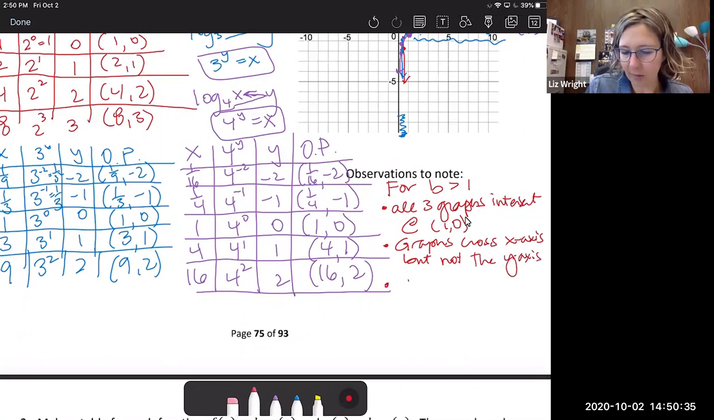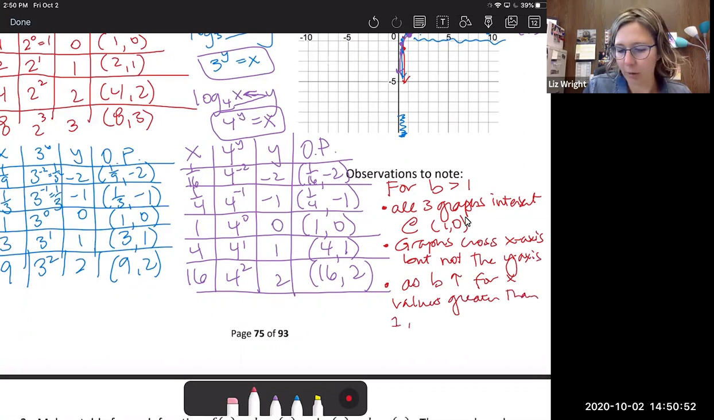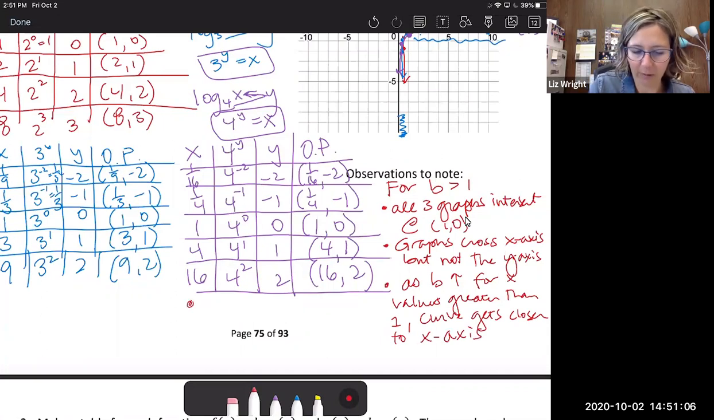And as base increases, so as b increases, for x values greater than 1, what does the curve do? The curve gets closer to the x-axis. And I'm not sure that my next bullet's going to fit there, so I'm going to move it over to the left a little bit. So you guys can put yours right here. I'm just out of space.